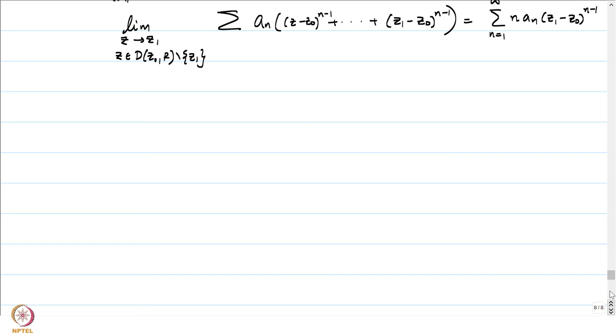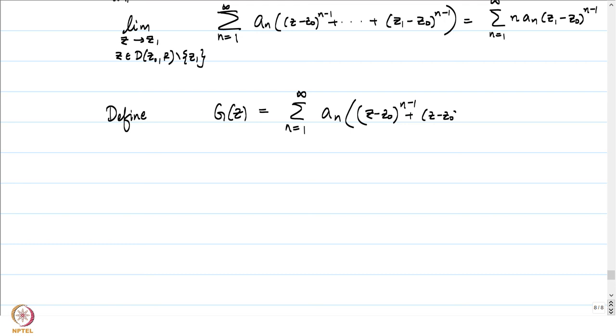In order to do that, let's define the function g of z. For n equal to 0, (z minus z0) to the power 0 is 1, and (z1 minus z0) to the power 0 is also 1, so the terms cancel out. So, the sum indeed starts from n equal to 1. Therefore, let me define g of z to be equal to the sum from n equal to 1 to infinity of a_n times (z minus z0) to the power n minus 1 plus (z minus z0) to the power n minus 2 times (z1 minus z0) plus all the way up to (z1 minus z0) to the power n minus 1.